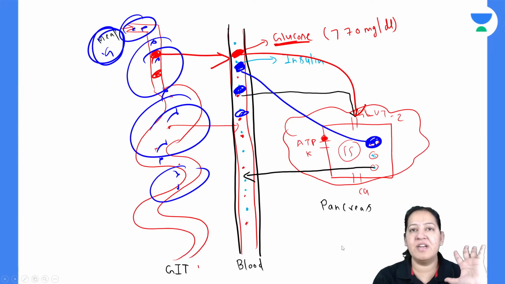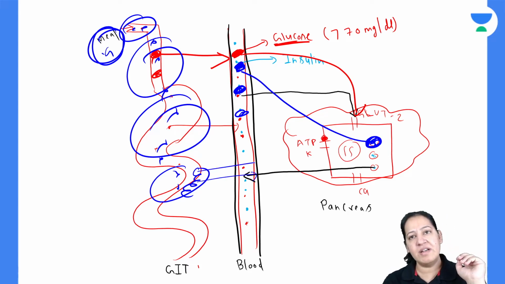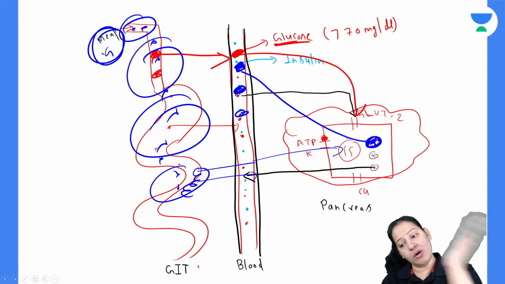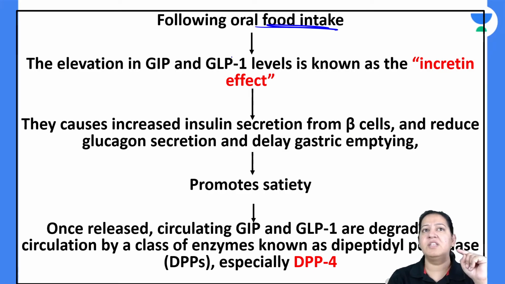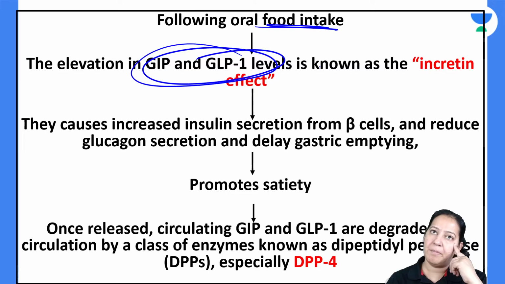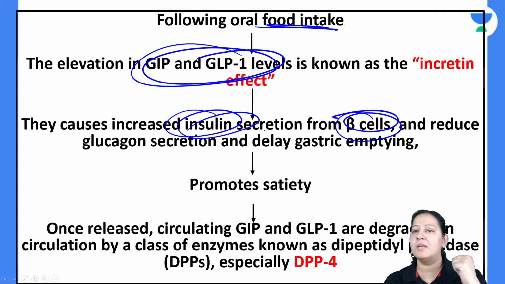These both will be secreted in the blood from the intestinal cells. Whenever a meal goes in, these will go in the blood. From the blood, they will directly go to the beta cell of the pancreas. They will stimulate the beta cell and cause the insulin secretion, right? Both of them are destroyed by an enzyme. The name of the enzyme is DPP4.